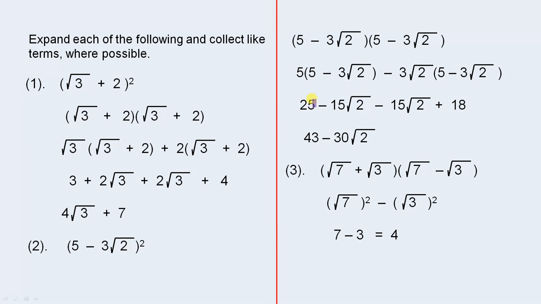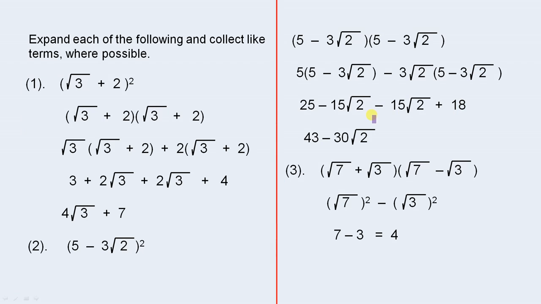5 5's are 25. 5 times minus 3 is minus 15 root 2. Minus 3 root 2 times 5 is minus 15 root 2. And minus 3 root 2 times minus 3 root 2. Well, that'll be minus 3 by minus 3 is 9. When we square those two we get 2, so 9 2's are 18.